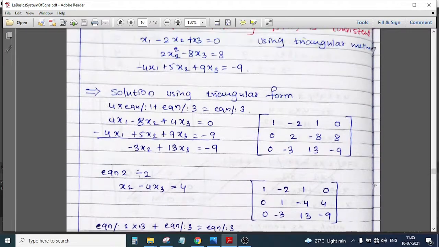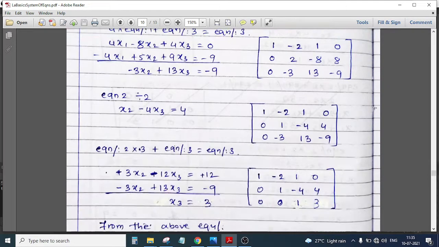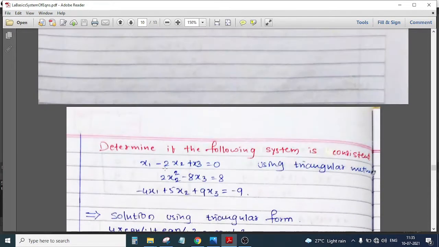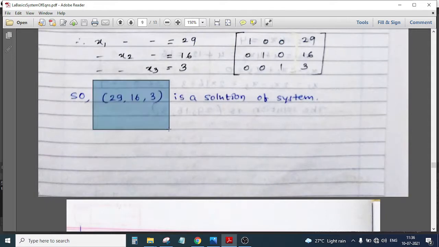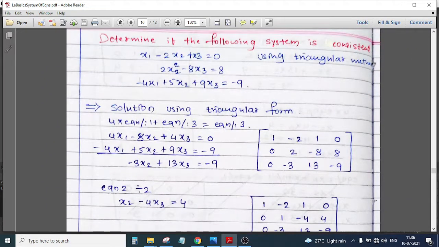So I hope this method is easy. When you compare with your elimination method, the answers are the same. Please concentrate. The answers are the same, 29, 16 and 3. Here also the answer we have got is 29, 16 and 3. Both the answers are the same. Okay. So usually they mention what method has to be used. If they don't mention what method you need to use, straight away use your triangular method, which is quite easy, which is quite simple. Okay.